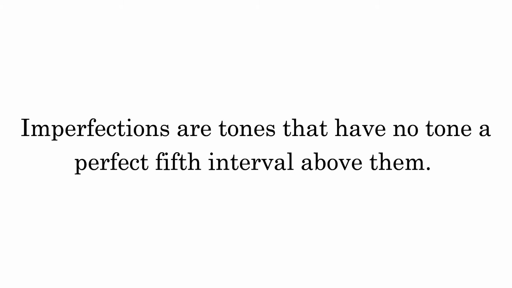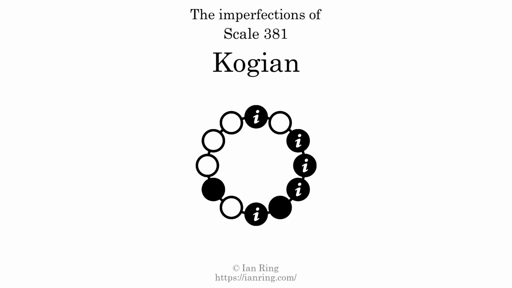Imperfections are tones that have no tone a perfect fifth interval above them. This scale has 5 imperfections. They are at positions here, here, here, here, and here.